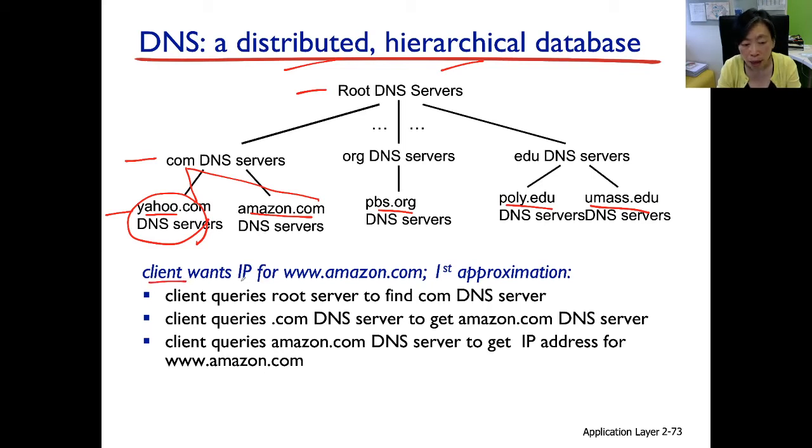Client now wants to get the IP address of, for example, www.amazon.com. What it does is first query the top server and try to find the second level server. Query the second level server, next try to find the authoritative name server, the last level. And then from the last level of DNS servers, finding the IP address for a particular host.